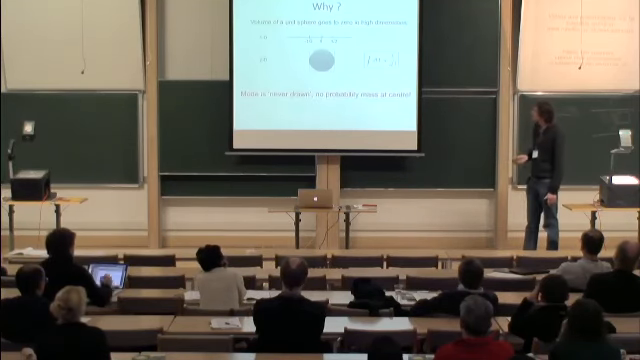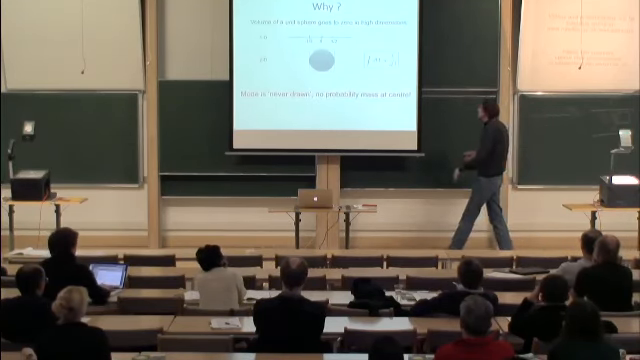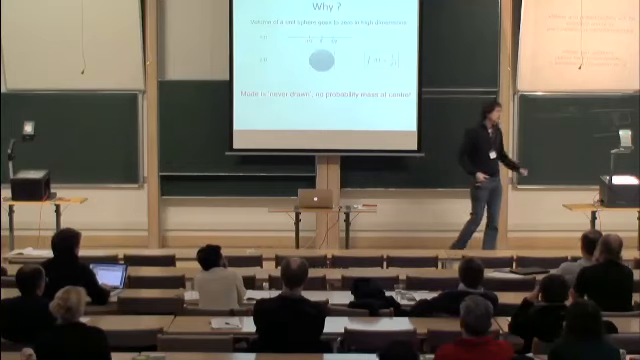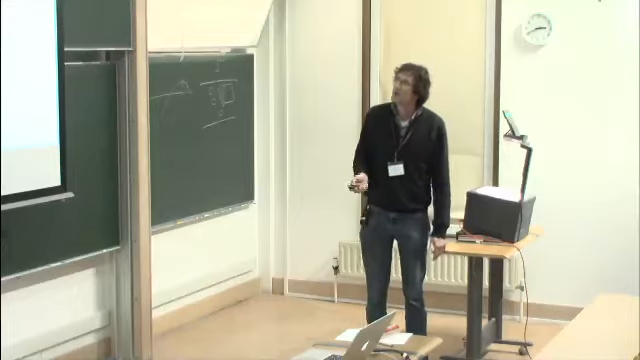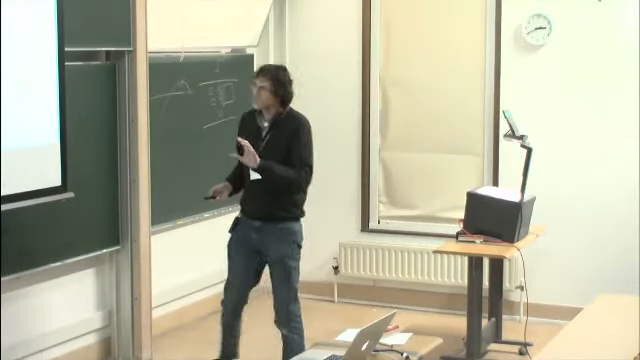So if you think about this posterior PDF, and I'm going to draw, let's say, 1 million samples from it, then the mode, the mean, is never drawn. There's no probability mass in the center, especially if you go to, like I said, high dimensional systems, 100 million dimensional systems. So that's about the mode.